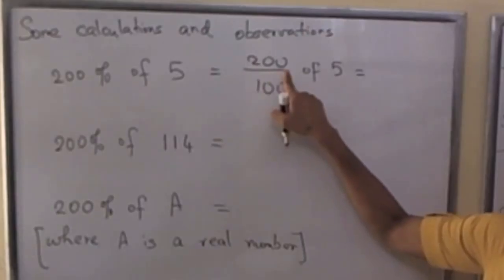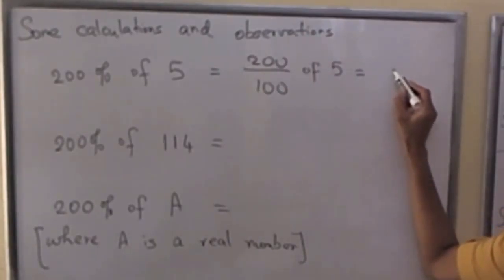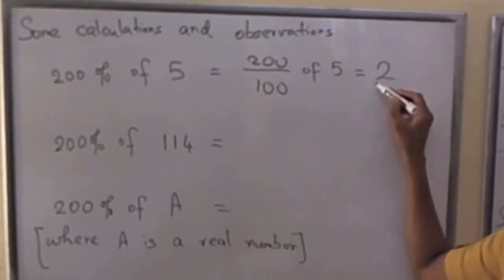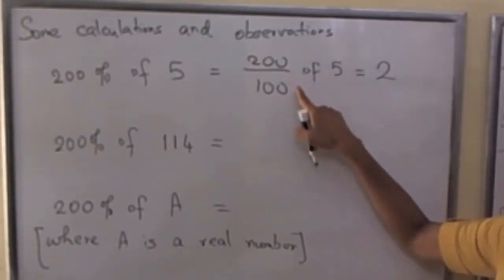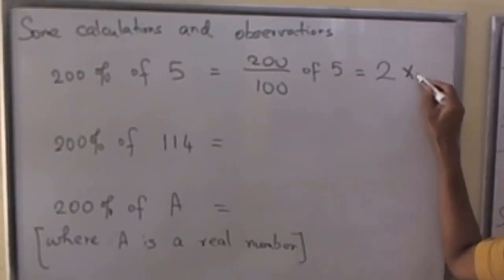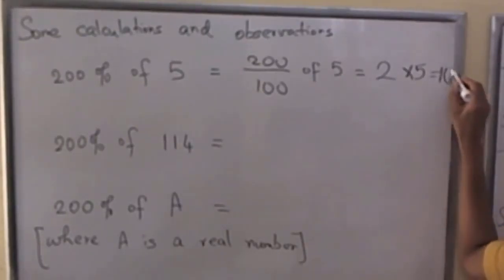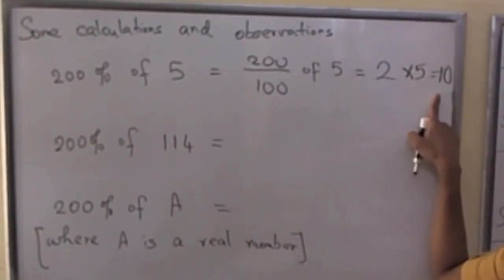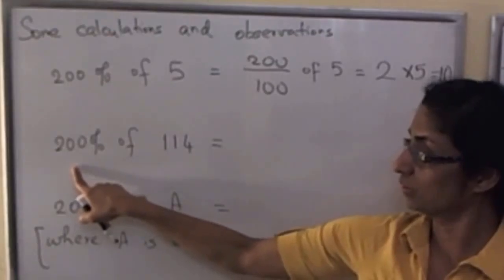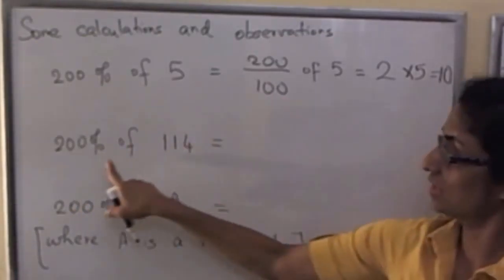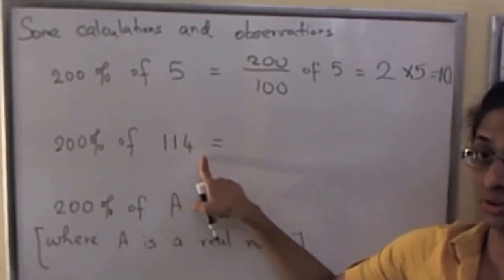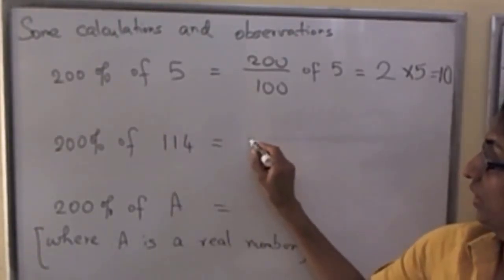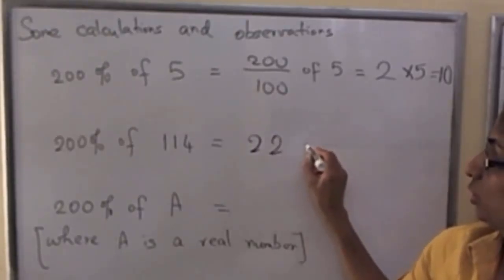Notice this can be rewritten if you like as follows. Firstly, 200 over 100, we recognize it as 2. By another video that we discussed, a fraction of a number is really the same as times, so 2 times 5, which equals 10. So we're noticing 200% of 5 is the same as 10. And I'll leave it up to you to do all of these steps and come up with the answer. 200% of 114 is simply, you'll notice it's twice this number, so you will end up getting 228.